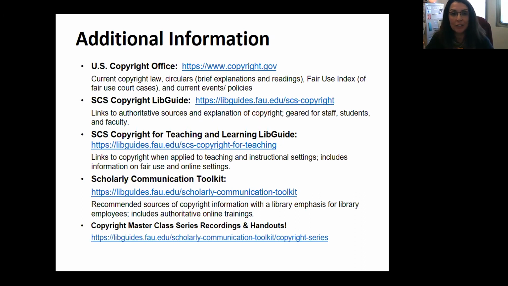And I also have links to other trainings that you could attend if you want to deepen your awareness of that. And the third bullet is copyright for teaching and learning. So this is how copyright can apply to instructional settings. If somebody has a class and they want to know if they can distribute a PDF of an article, well, what are some possibilities? We break it down into those more specific areas there.